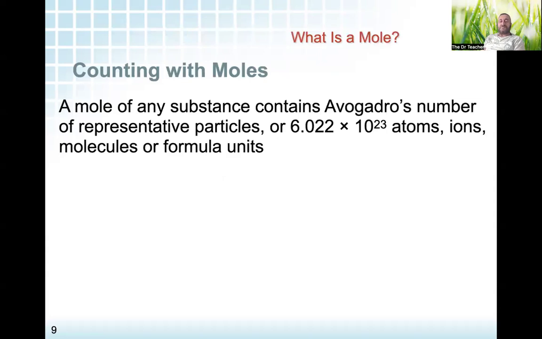A mole of any substance contains Avogadro's number of representative particles, or 6.022 times 10 to the power 23 atoms, ions, molecules, or formula units. This number represents the number of atoms, number of molecules, number of ions, or number of formula units that belong to a mole of it. So the mole is Avogadro's number. What do you have? Is it a formula unit?